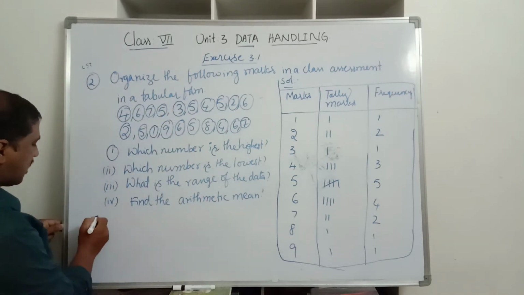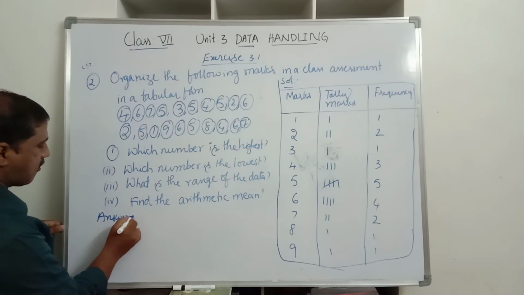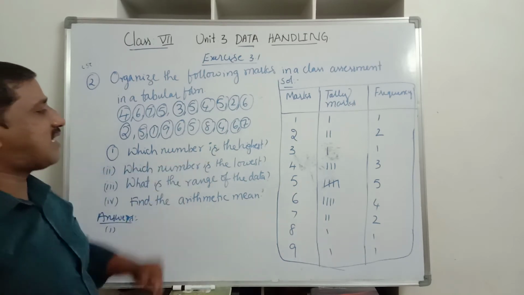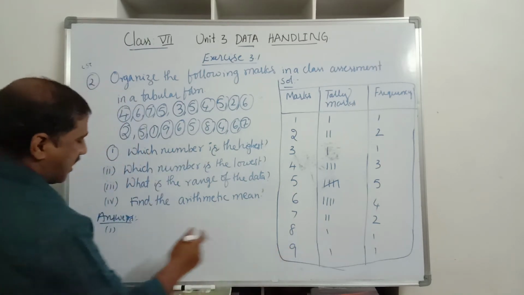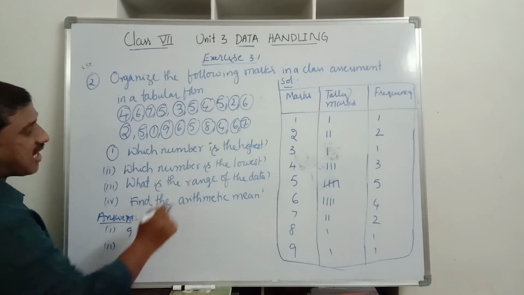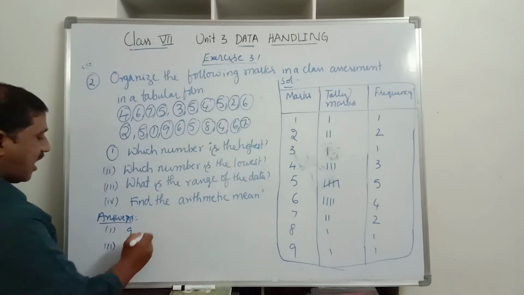The first question: which number is the highest? The highest mark is 9. And the second question: which number is the lowest? 1 mark is the lowest.